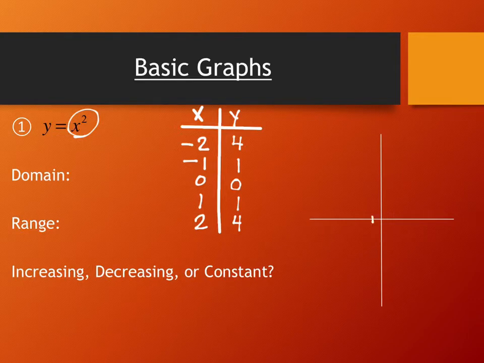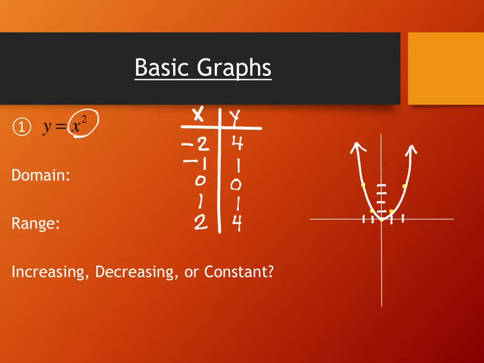So I have -2, 4, that's going to be right here. I have -1, 1 would be here. 0, 0 is my origin. And then I have 1, 1 here, and 2, 4 would be up here. If we connect these appropriately, we could put more points in if we wanted to. It connects in a U-shaped pattern. Does anybody remember what the general shape of this graph is called? It's a parabola. Yeah, parabola.